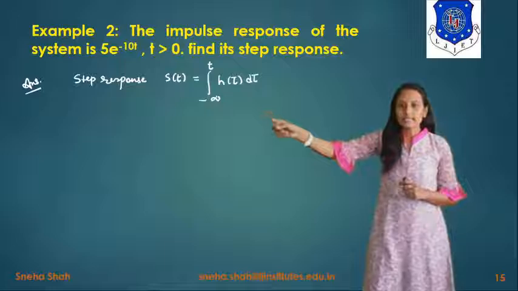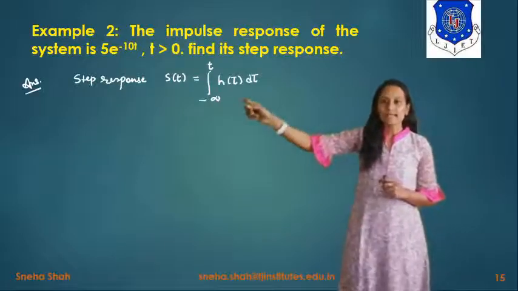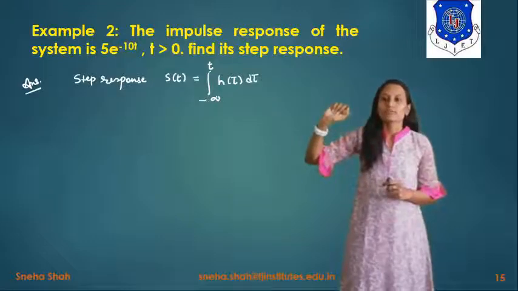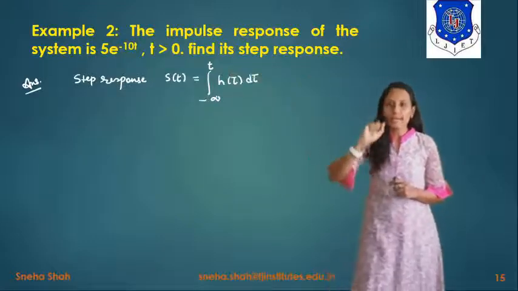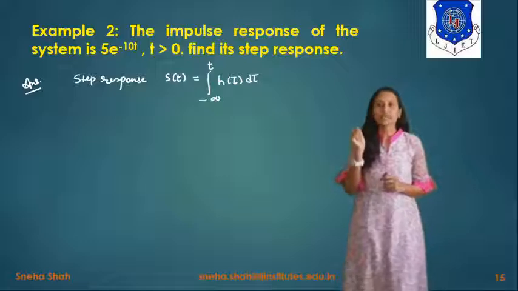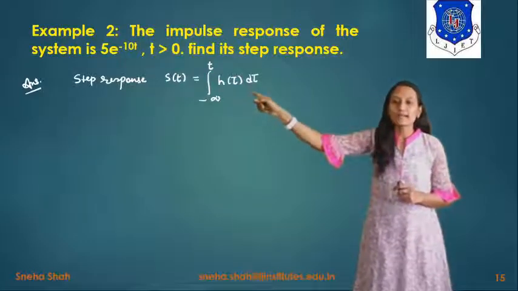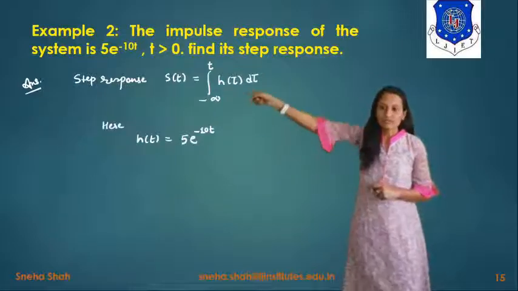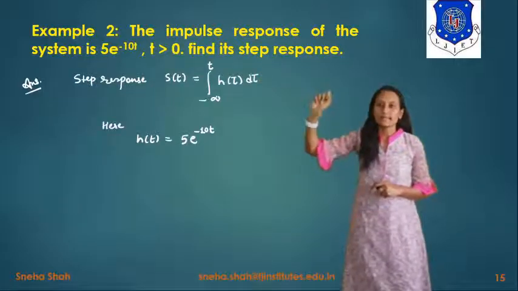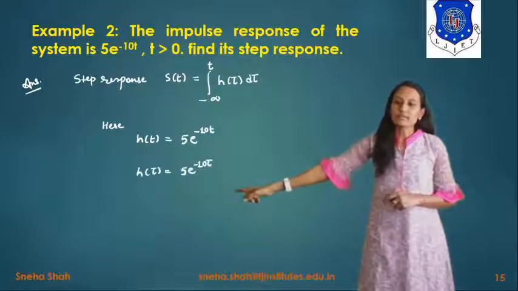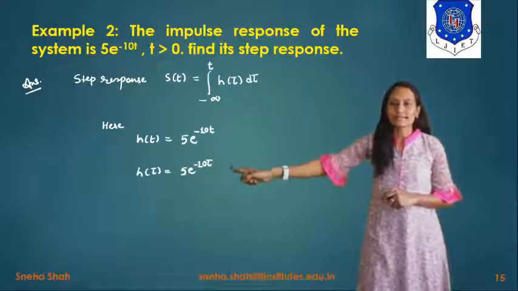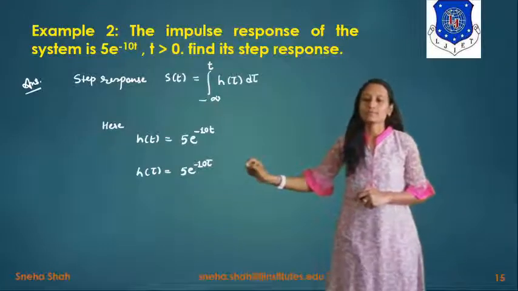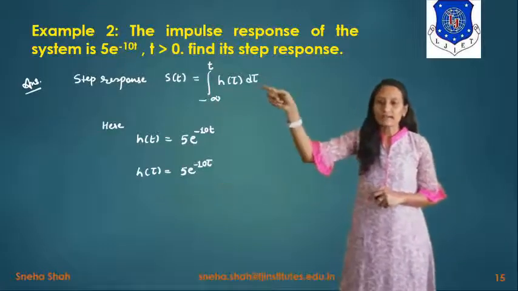Now if we take the integration, the step response S of t equals the integration from minus infinity to t of h of tau d tau. So this value is given to you as h of t. Instead of t we have to take tau to find the value of h of tau. So what is the value of h of t? h of t equals pi into e raised to minus 10t, right? So the value of h of tau equals pi into e raised to minus 10 tau. Instead of t, we have taken tau to find h of tau. Now we put this h of tau over here.